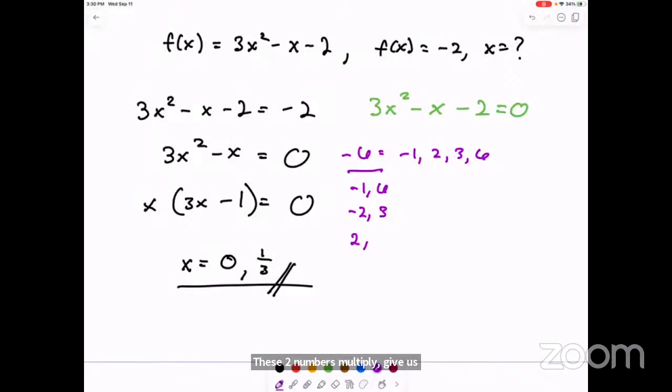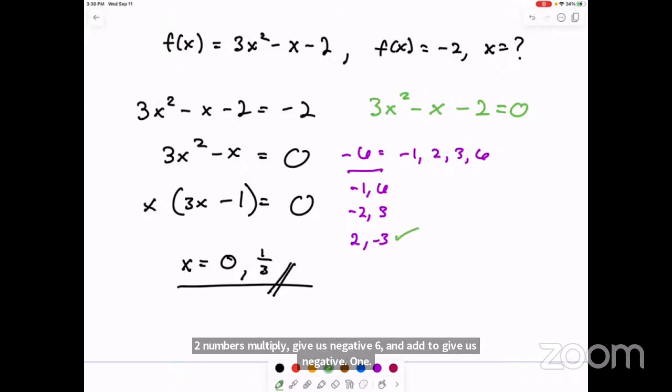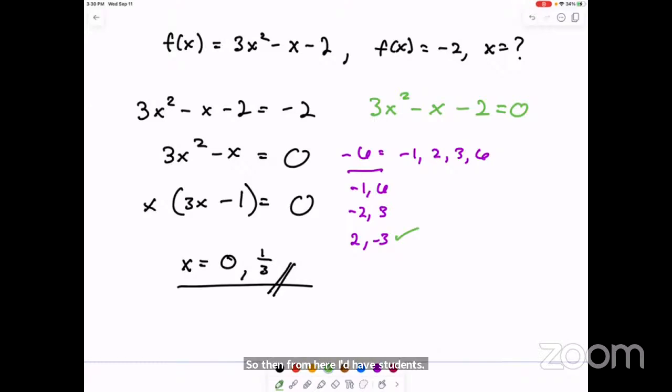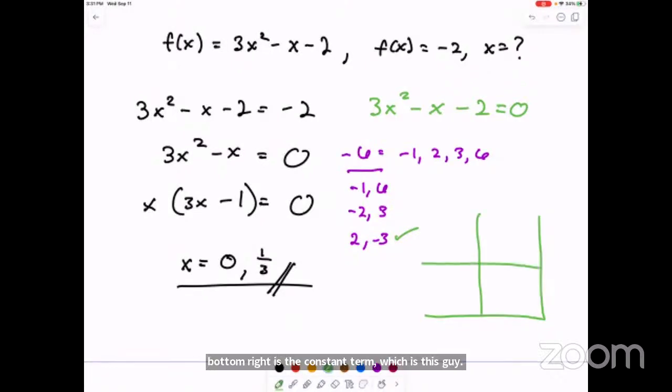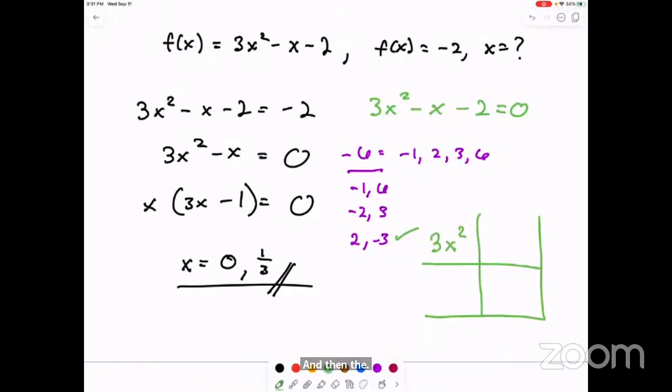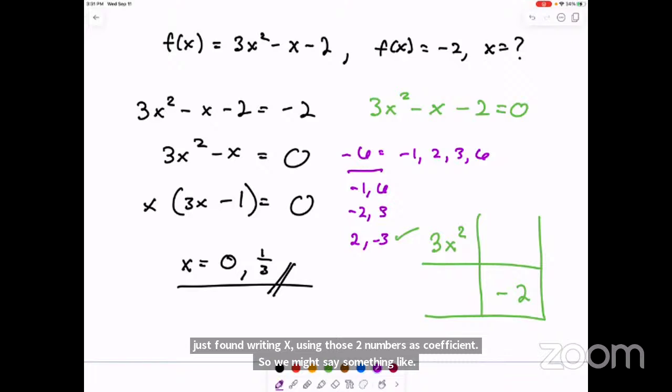From here, I'd have students use a technique called the box method for factoring a trinomial. In the upper left-hand corner goes the leading term, which is this 3x squared. The bottom right is the constant term. And then on the other diagonal, we use those two numbers that we just found as coefficients of x. So we might say something like a -3x and a +2x.